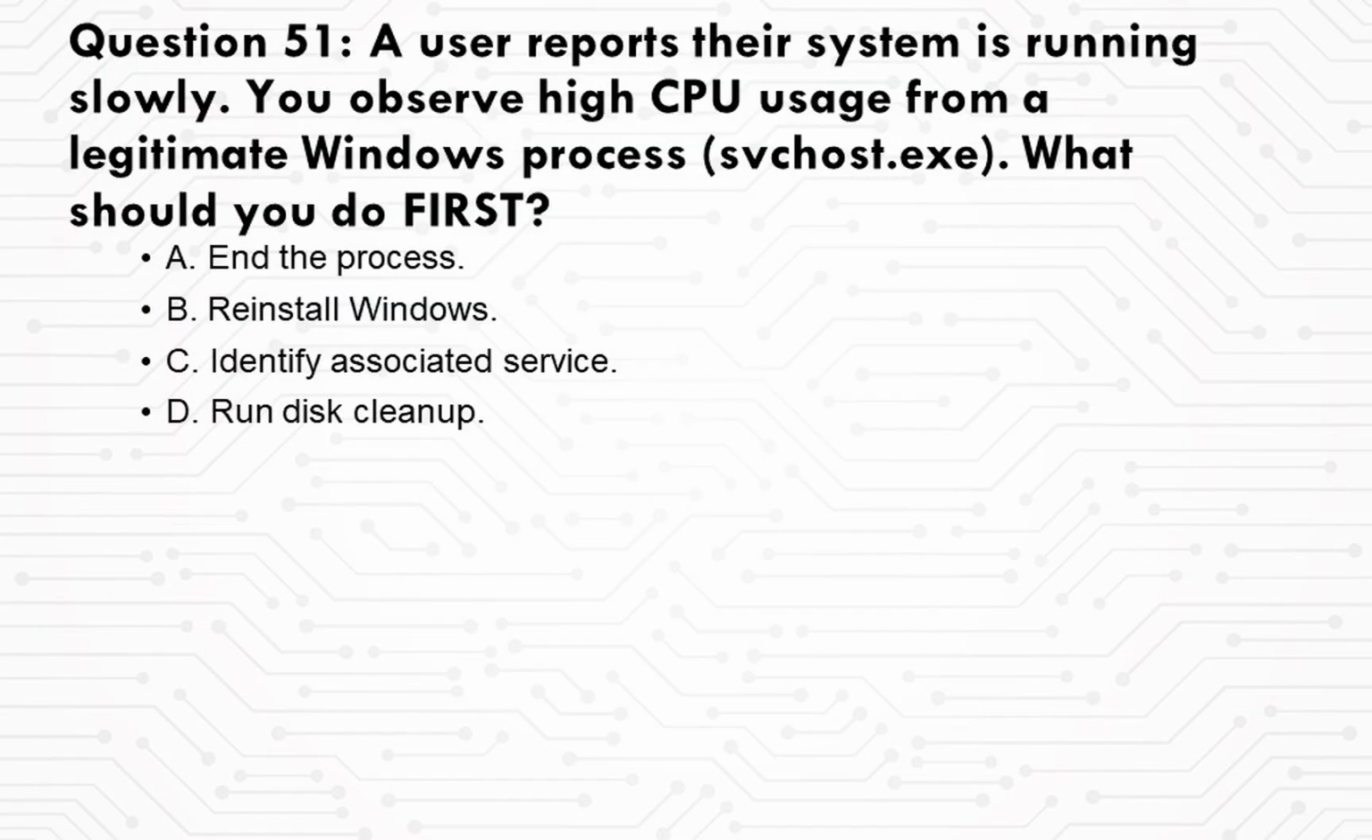Question 51. A user reports their system is running slowly. You observe high CPU usage from a legitimate Windows process, svchost.exe. What should you do first? A. End the process. B. Reinstall Windows. C. Identify associated service. D. Run disk cleanup. Answer: C. svchost hosts multiple services. Killing it blindly can crash the system. You must identify the specific service causing the issue.